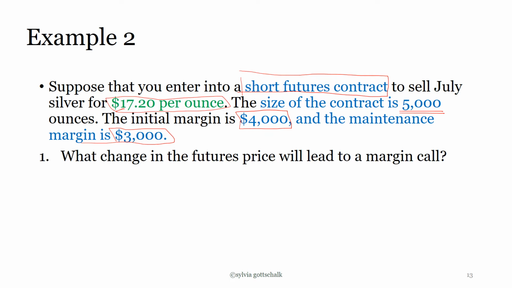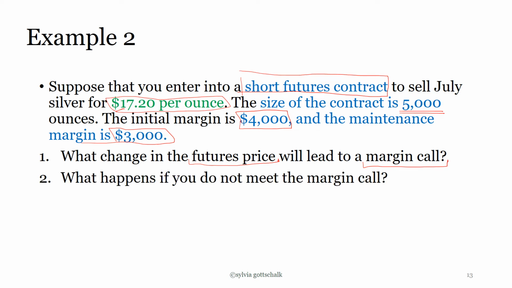First, what change in future prices will lead to a margin call? So we need to find out what a margin call is, and what you actually have to do is calculate a change in the futures price. So 12.20 has to go up or down. And then you have to say what happens if you do not meet the margin call.